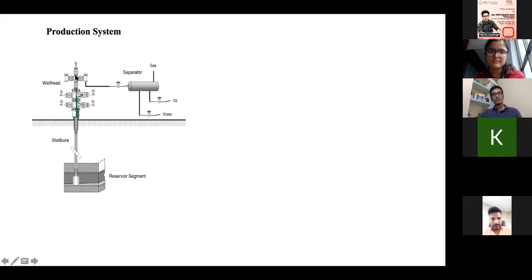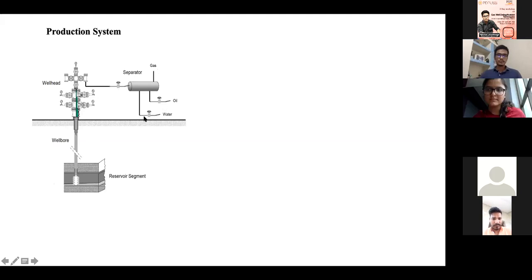And then from the wellhead, your fluid will move to the separator via a flow line. And at the separator, your fluids will be separated into gas, oil, and water.